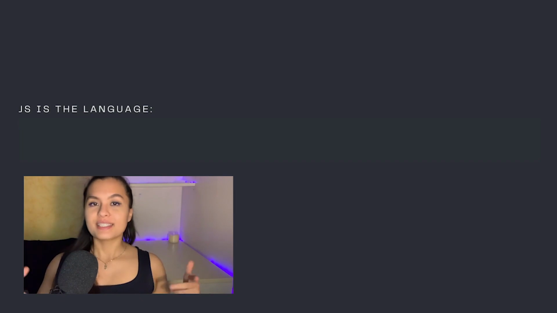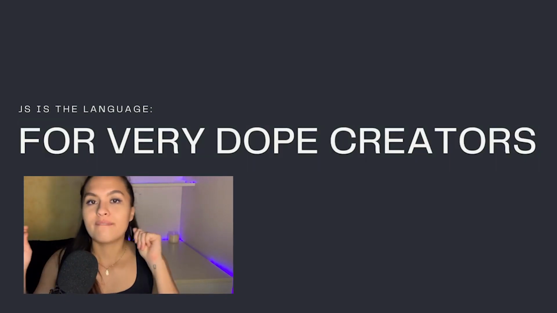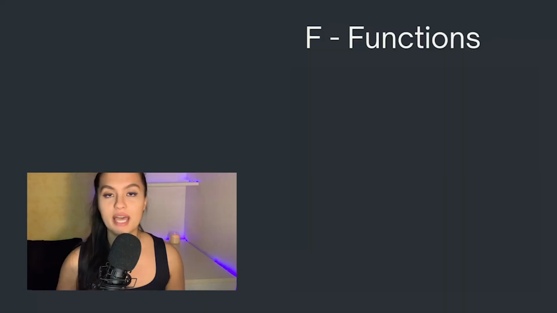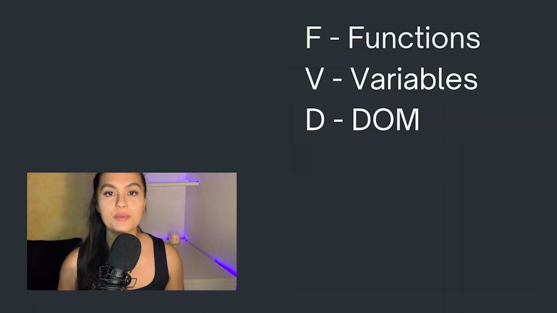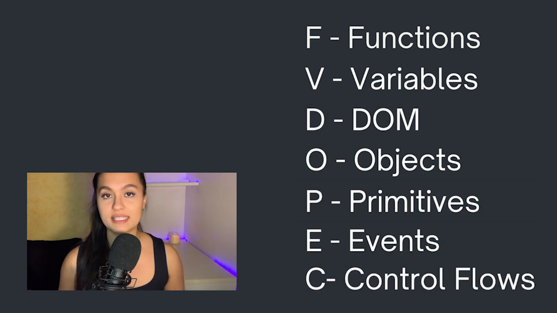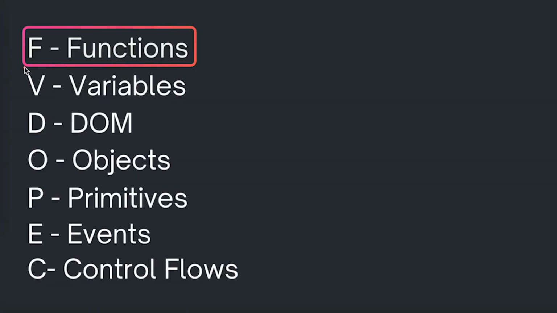Now, when it comes to learning the key concepts of JavaScript, I have come up with an acronym, and that is JavaScript is for very dope creators. F is for functions, V is for variables, D is for DOM, O is for objects, P is for primitives, E is for events, and C is for control flows. So let's start with functions.